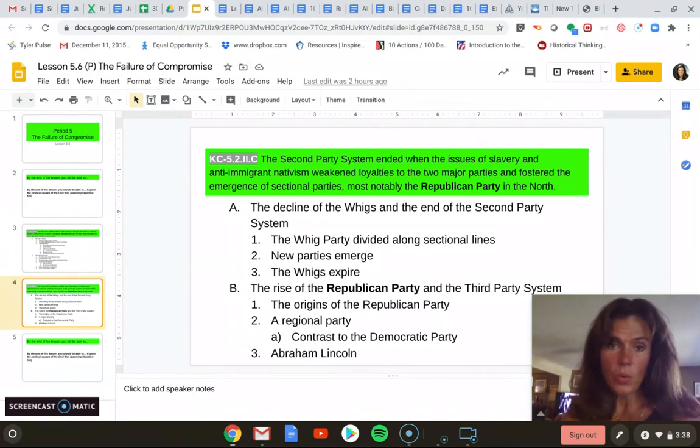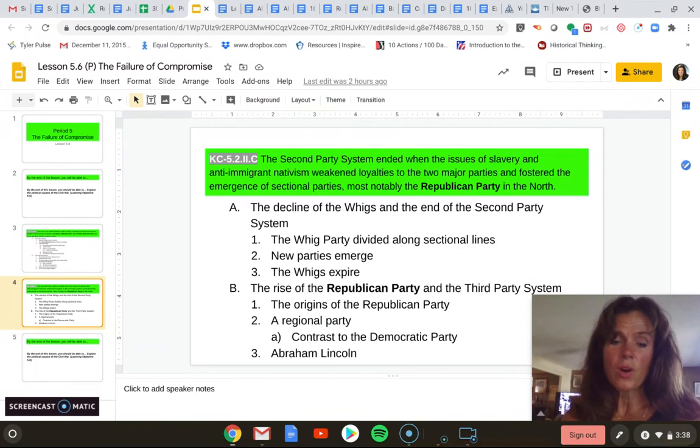Many Northern Whigs become free soilers. Many Northern Whigs become know-nothings. And it so happens that the Republican Party is also forming during this time. The origins of the Republican Party: as Kansas is bleeding and on fire, a new political party emerges. This is the Republican Party.